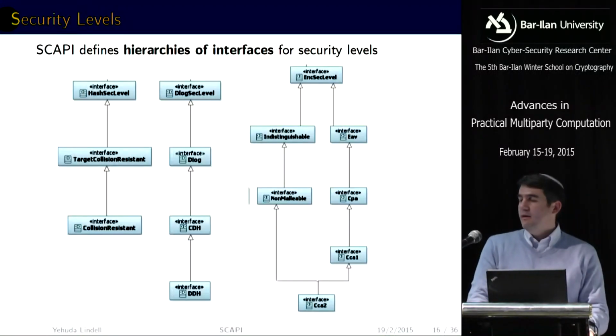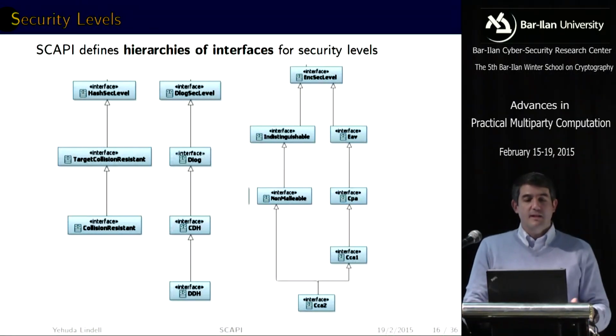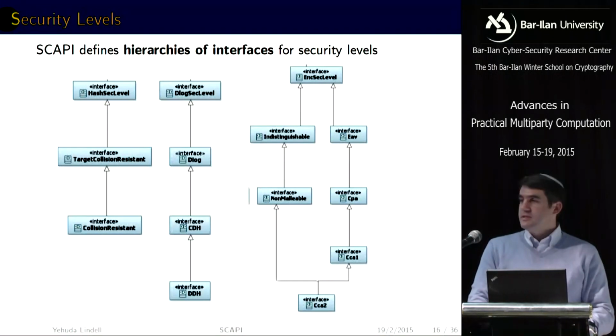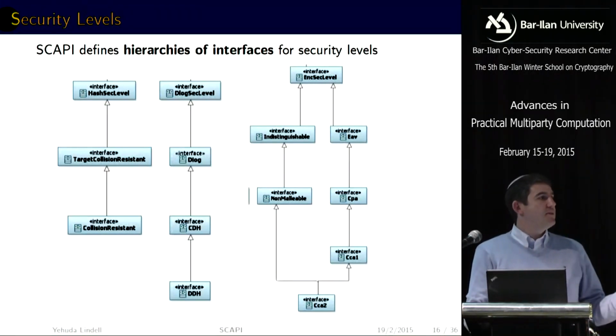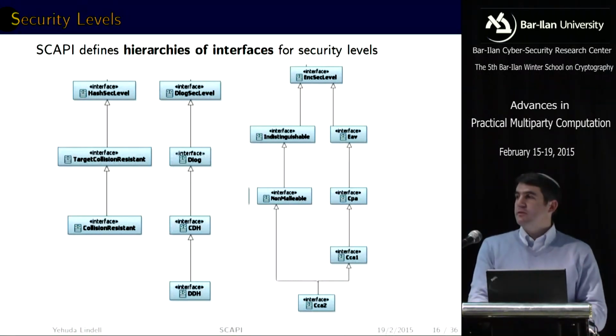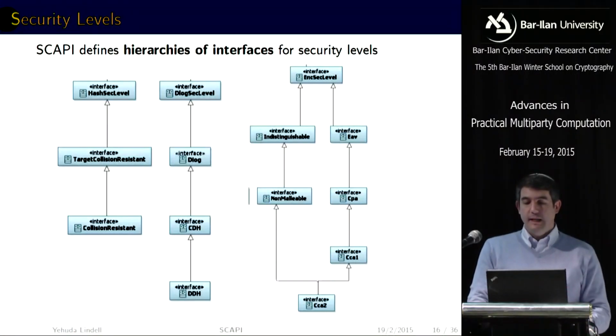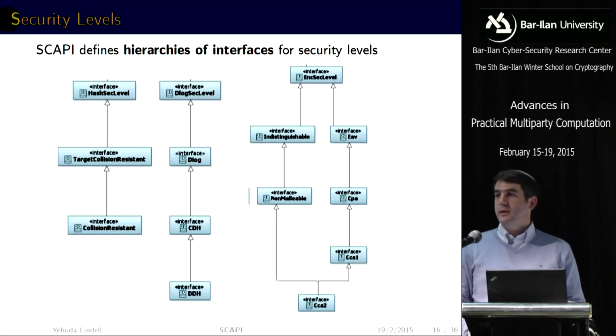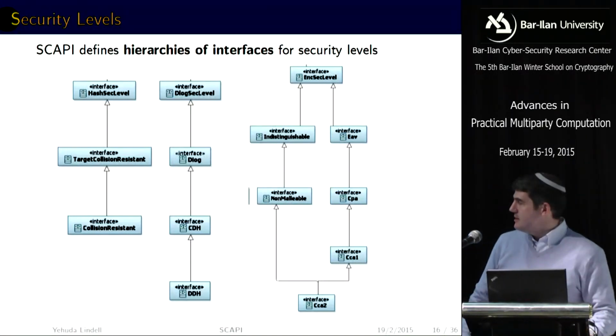And the idea is we have hierarchies of interfaces for security levels. On the left-hand side, you can see the hash security level, and there's target collision resistant and collision resistant. For D-log security level, you have discrete log, computational Diffie-Hellman and decisional Diffie-Hellman. And for encryption security levels, you have indistinguishability and non-malleability, which are two different goals. And you also have eavesdropping adversaries, CPA adversaries, CCA1 adversaries, and CCA2.